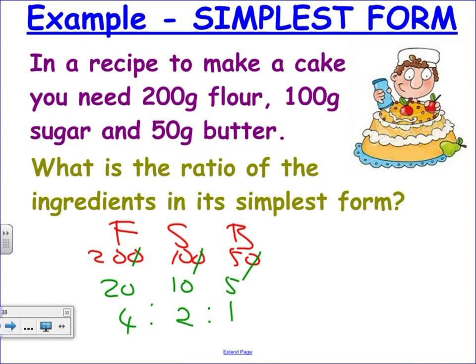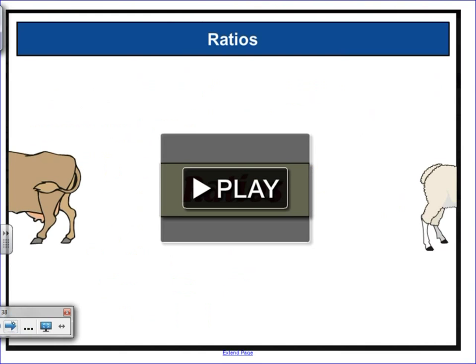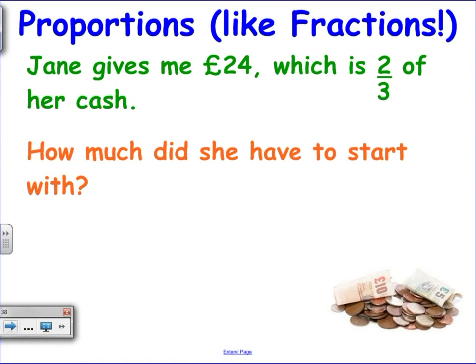That will get you the marks in the exam. If you divide it by 50, that's fine. I'm quite happy with that. Okay, but you're looking for 4 to 2 to 1. That's got to be your bottom line. Okay? Good. I'm not going to torture you with videos.